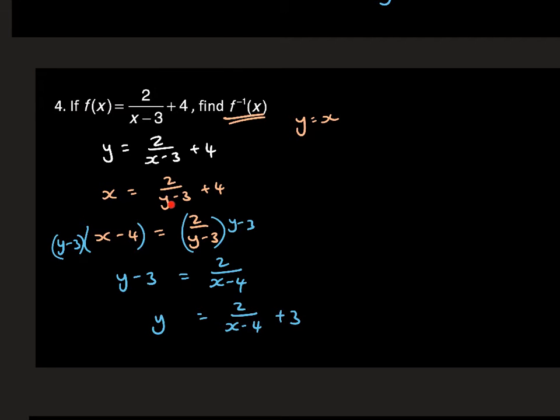Multiply by y minus 3 on both sides. Do you follow? So that's x minus 4 after you've minus 4. Multiply by y minus 3 on both sides. Goodness. And then you're going to divide by x minus 4 on both sides, right? So then you're going to get 2 over x minus 4 is equal to y minus 3. And add 3 on both sides. So you get y is equal to 2 over x minus 4 plus 3.